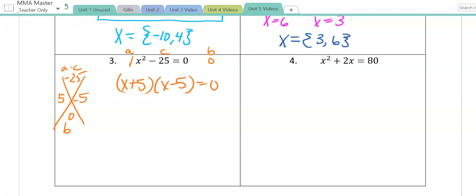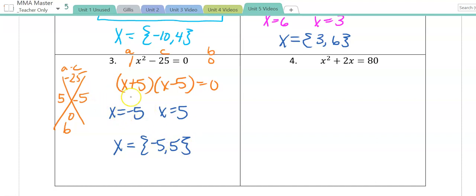So now let's go ahead and solve this. To get rid of a plus 5, you would need a -5. And to make this a 0, you would need a +5. So those would be your answer. Your solution set would be -5 and 5.